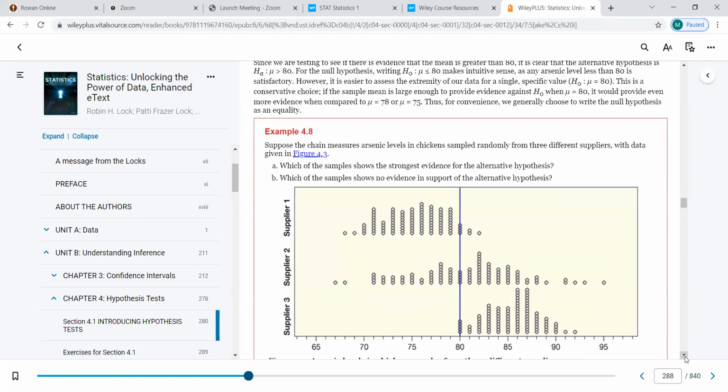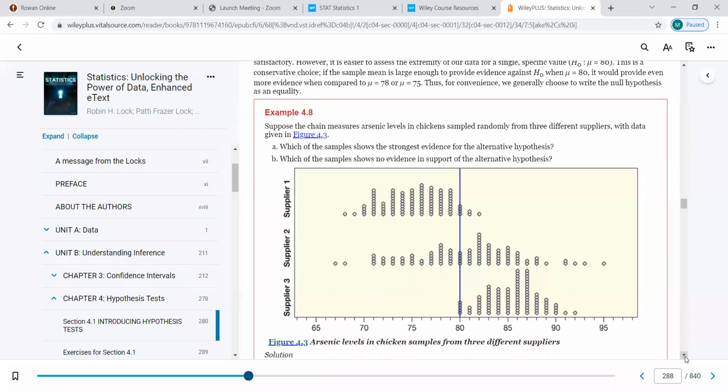And here's another example. You might see something like this in your homework. They give you 3 dot plots here. Here are 3 suppliers of chickens, right? And they want to know which of the samples shows the strongest evidence for the alternative hypothesis. Now, the alternative hypothesis would be that mu is greater than 80.